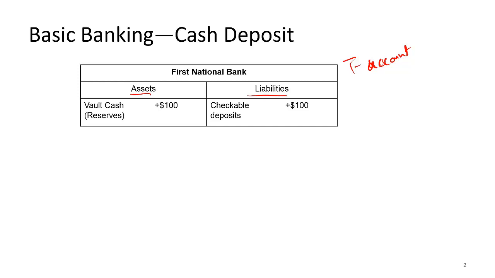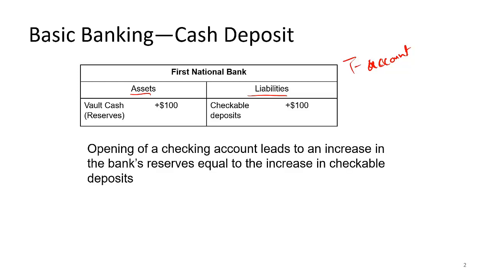So let's say the First National Bank has vault cash or reserves of $100, and also it has checkable deposits of $100. So somebody deposited a check of $100, which essentially means that it also becomes an asset for the bank because they have vault cash of $100. So opening a checking account leads to an increase in the bank's reserves equal to the increase in checkable deposits.